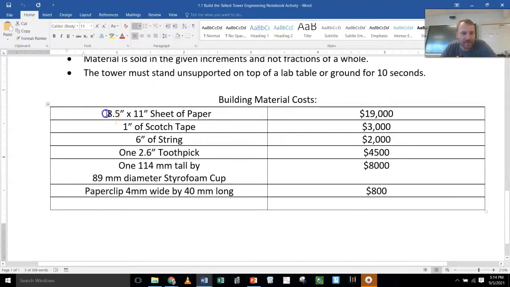Here's all the things that you can be able to use. An 8.5 by 11 sheet of paper, 1 inch of Scotch tape, 6 inches of string. And you can buy 5 sheets of paper, but then remember that's 5 times $19,000 or 5 times $20,100, and that's $95,000. And then you're going to divide by the height, however you choose to do that. So here are your things.